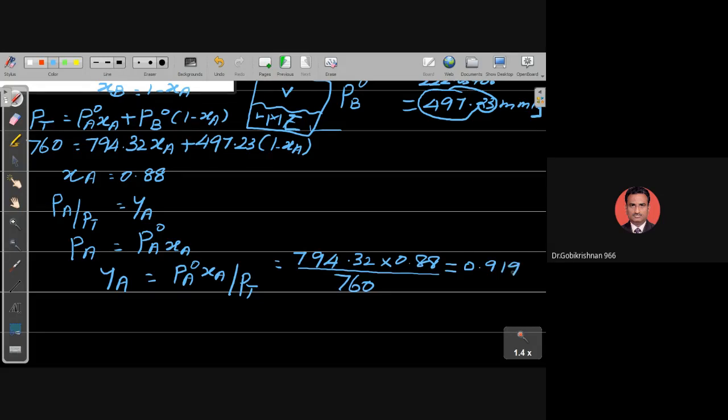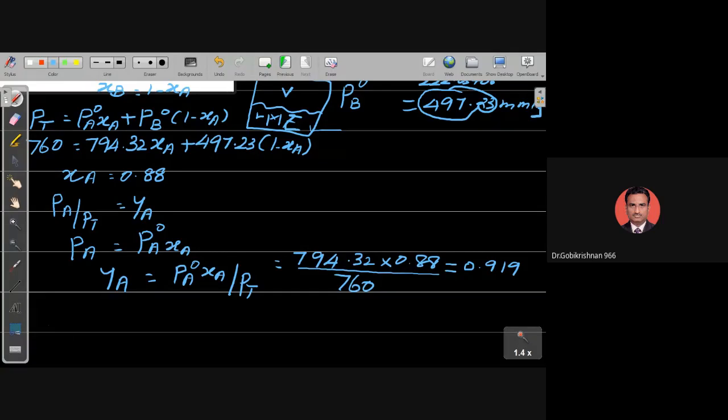Similarly, you have to find it for different temperatures. We have selected one temperature, 68. For that temperature we found the equilibrium vapor pressures PA0 and PB0, the value of XA, and the value of YA. That's all. Similarly, the other temperatures also we have to find out: 70, 72, 74, 76, like that. For all the temperatures you have to find out. That is the problem.